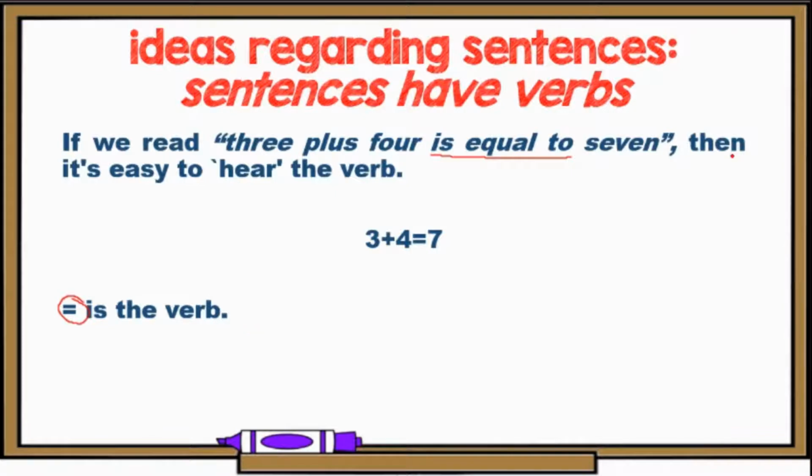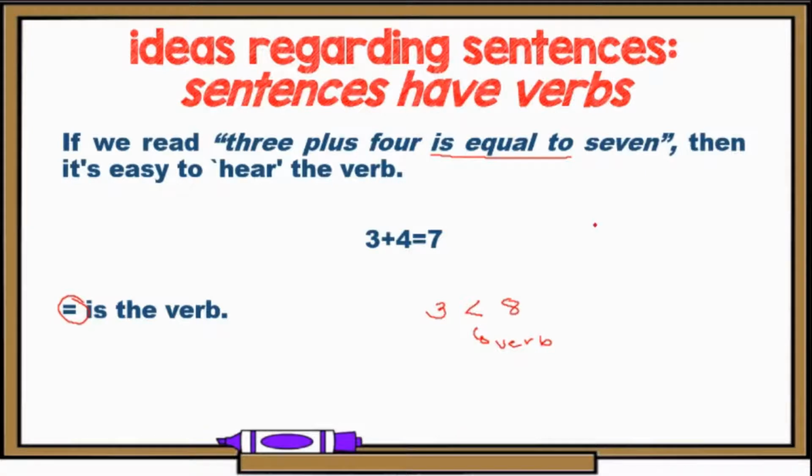Okay? This is a tip. If you find it difficult to determine what the verb is in a given sentence, read it aloud para marinig nyo kung ano yung verb. Okay? Isa pang example, 3 is less than 8. Ano dito yung verb natin? So the verb is the symbol less than.